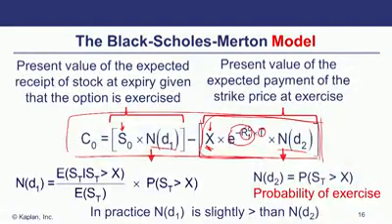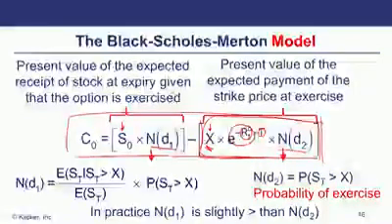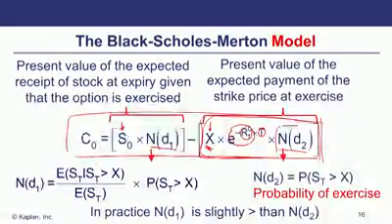Not only that, but we also have to come up with a probability. This N(d2) is the actual probability that the option will indeed get exercised. So in other words, this is the present value of the expected payment that we will have to make if the call option does get exercised.